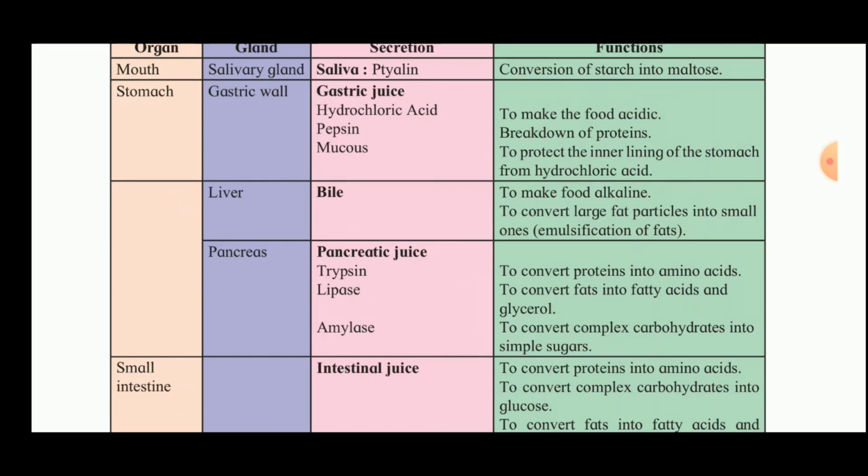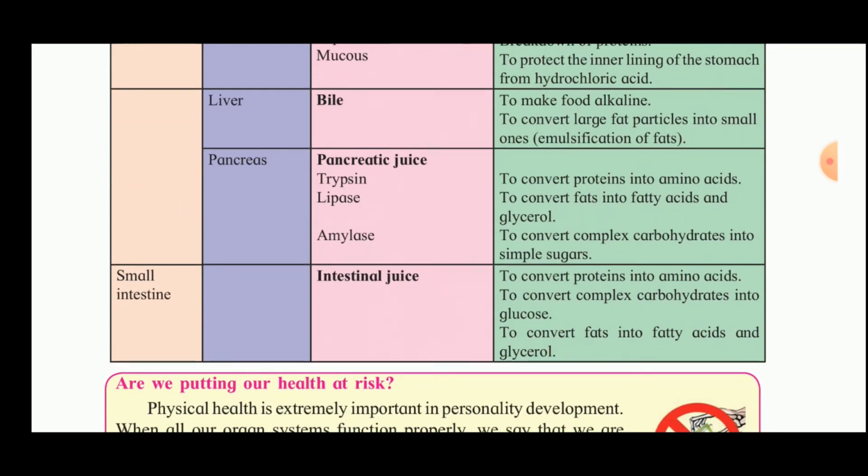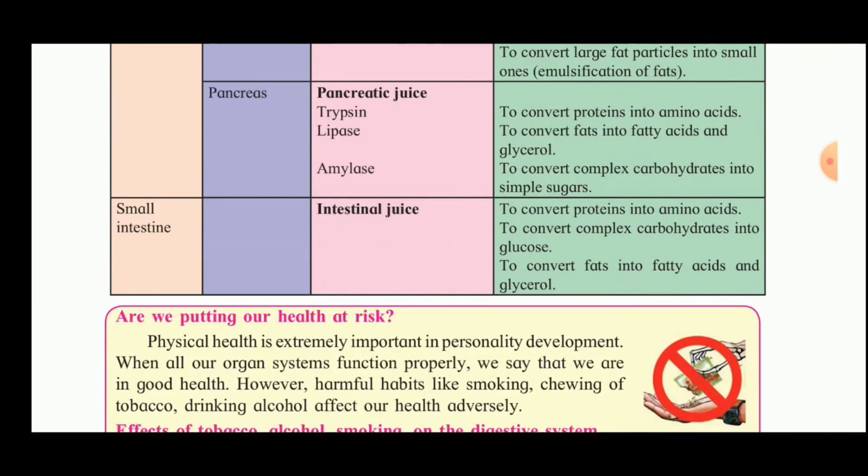Then the pancreas secretes pancreatic juice, containing trypsin, lipase and amylase. It converts proteins into amino acids. It converts fats into fatty acids and glycerol. Amylase converts complex carbohydrates into simple sugars. Then the small intestine secretes intestinal juice. It converts proteins into amino acids. It converts complex carbohydrates into glucose. It converts fats into fatty acids and glycerol.